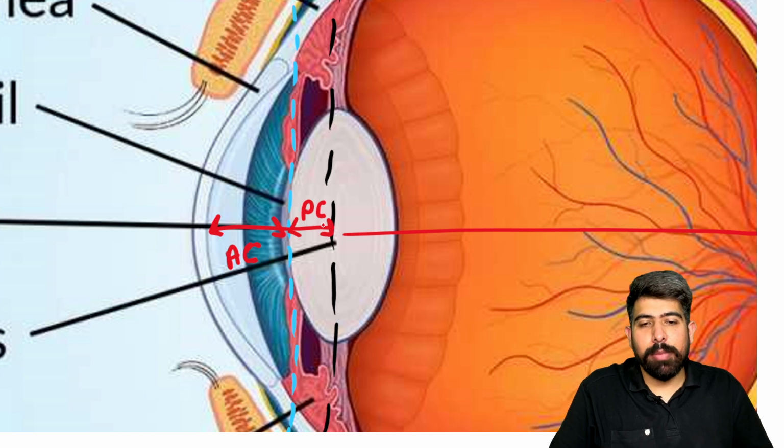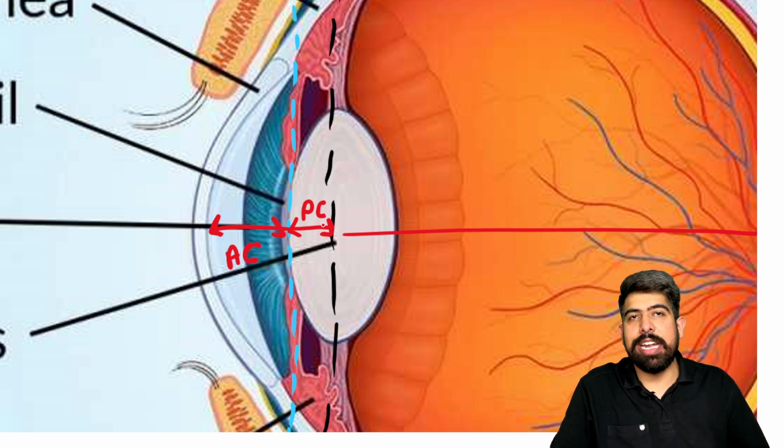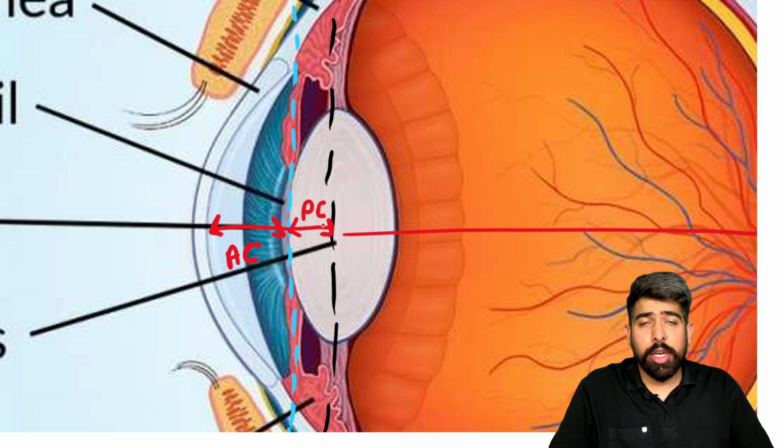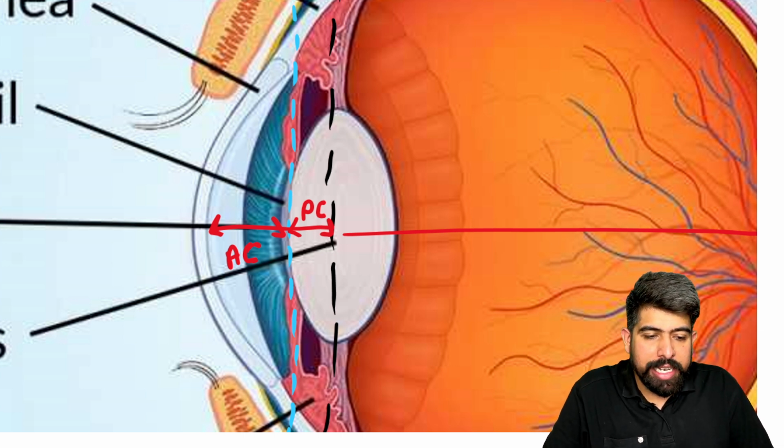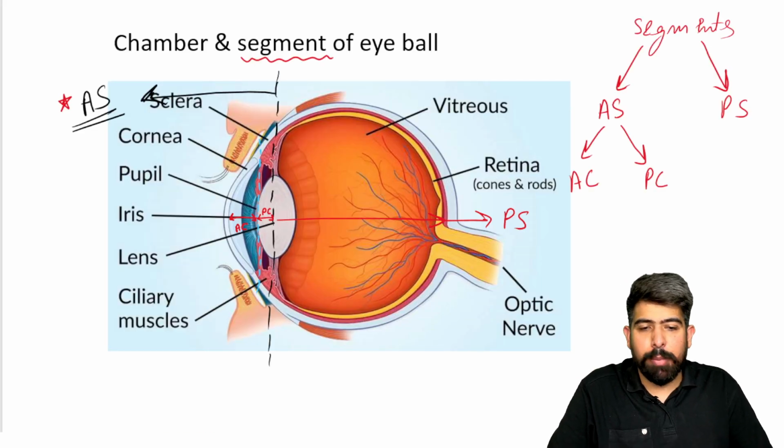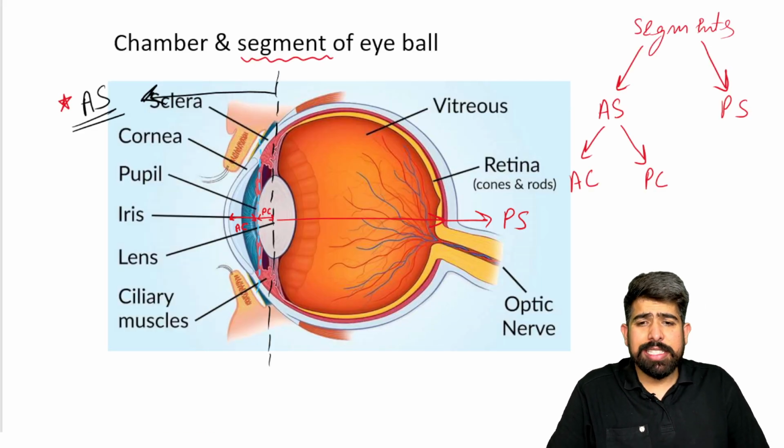Otherwise, in the books and notes it is just written that this structure is in the anterior chamber and this is in the posterior chamber, and you don't understand what the anterior chamber and the posterior chamber are. So now I have divided this eyeball into segments and also into chambers.